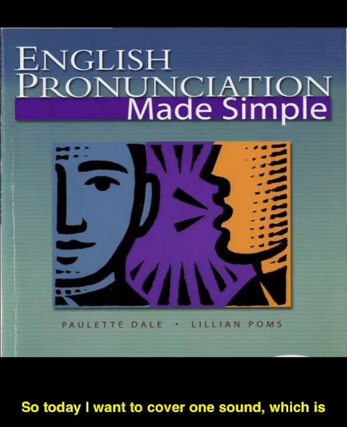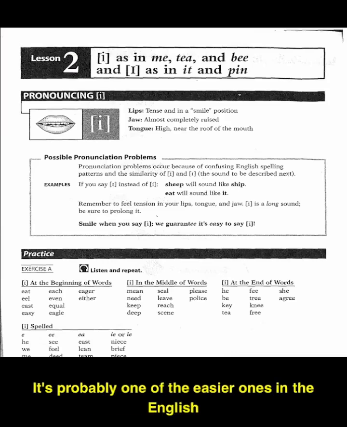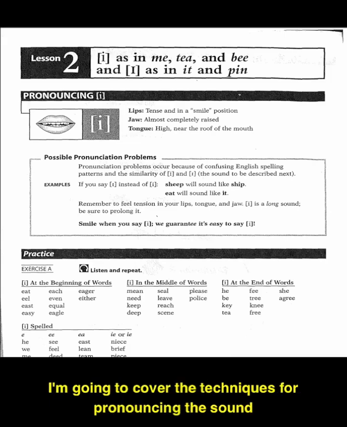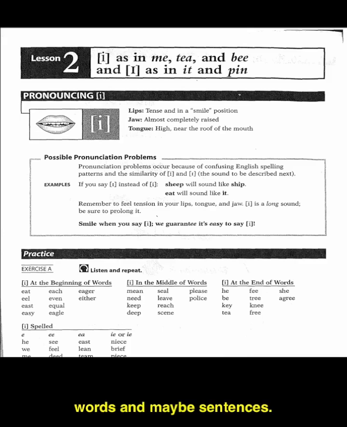So today I want to cover one sound, which is the E sound. It's the long sound E. It's probably one of the easier ones in the English language, just because we have something similar in Chinese still. I'm going to cover the techniques for pronouncing this sound, and I will provide you with some sample pronunciations of words and maybe sentences. We'll see how it goes.